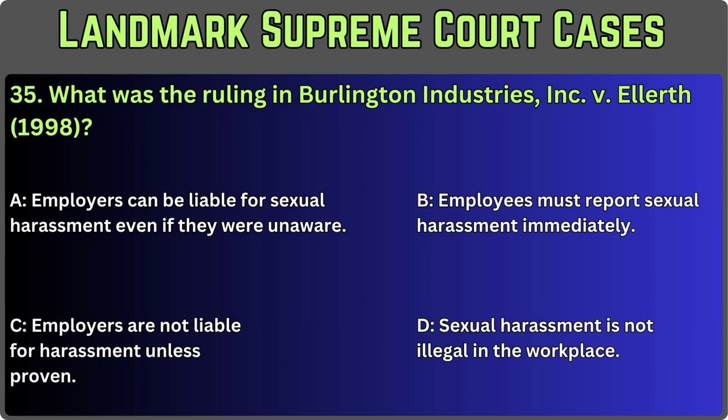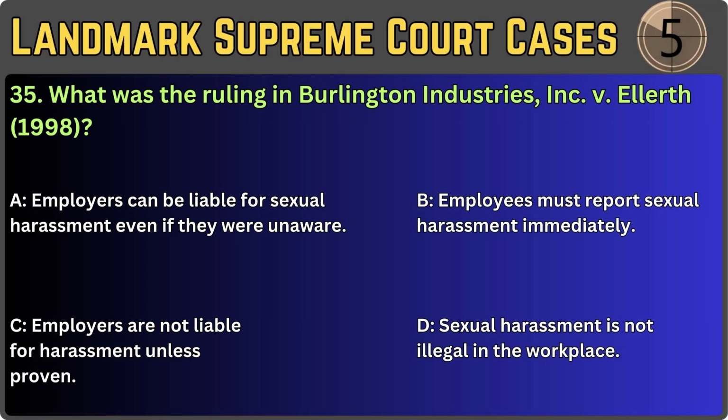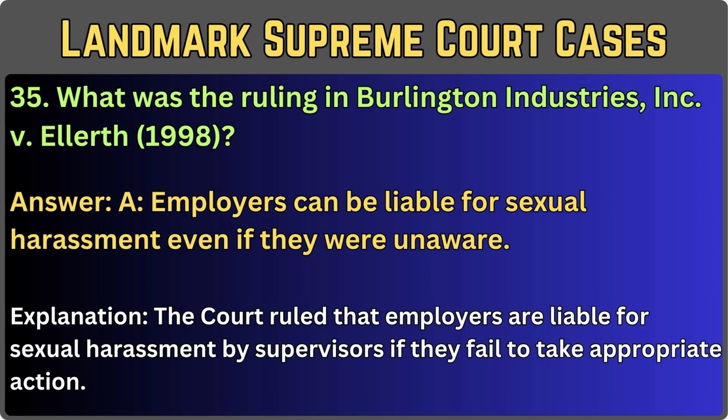35. What was the ruling in Burlington Industries Incorporated v. Ellerth, 1998? A. Employers can be liable for sexual harassment even if they were unaware. B. Employees must report sexual harassment immediately. C. Employers are not liable for harassment unless proven. D. Sexual harassment is not illegal in the workplace. Answer. A. Employers can be liable for sexual harassment even if they were unaware. Explanation. The court ruled that employers are liable for sexual harassment by supervisors if they fail to take appropriate action.